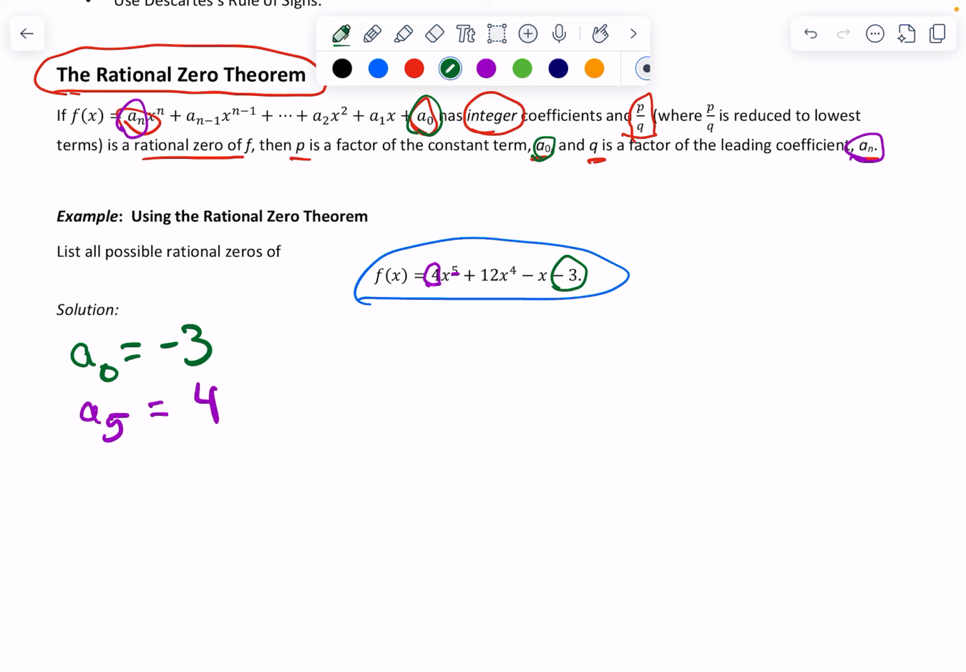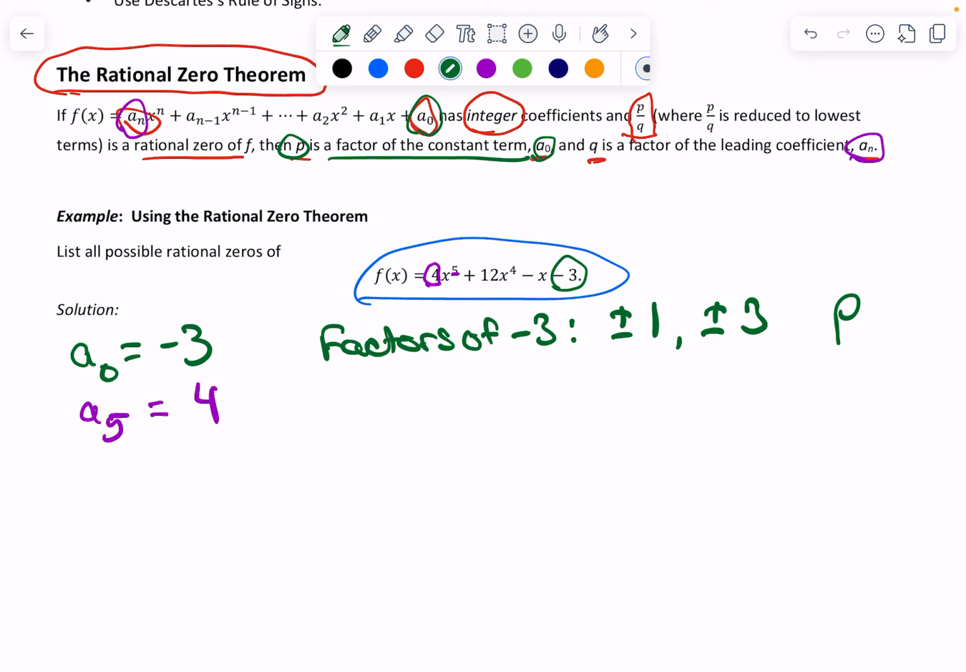So what we're going to do now is we're going to find factors of negative 3, which are positive and negative 1 and positive and negative 3. So this is our p. P is a factor of the constant term. Or these are our p's, like options for p's.